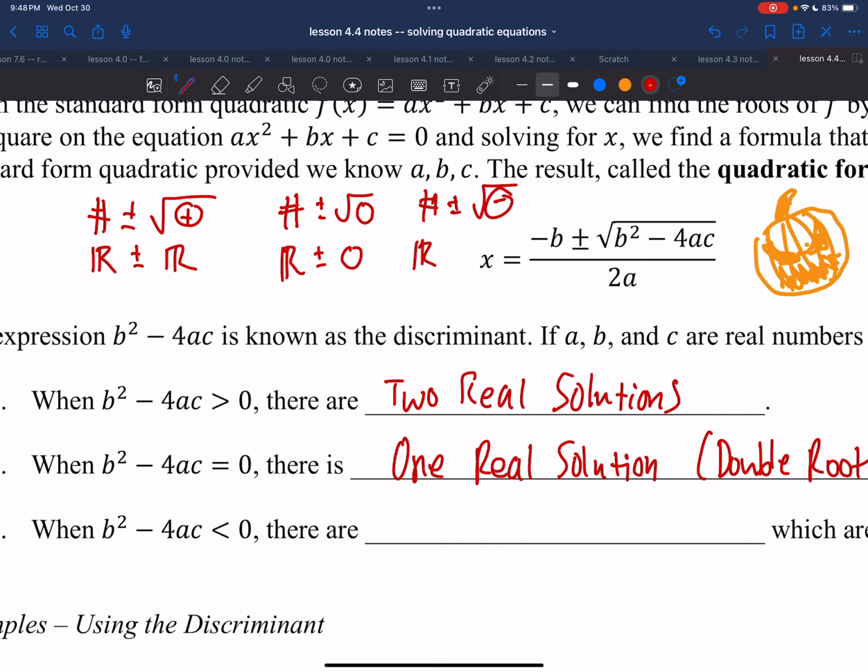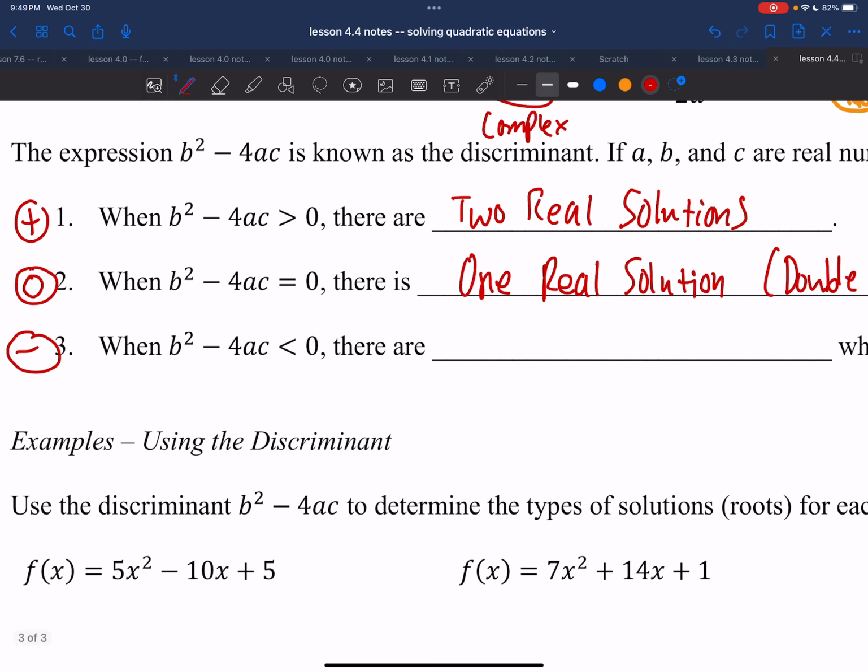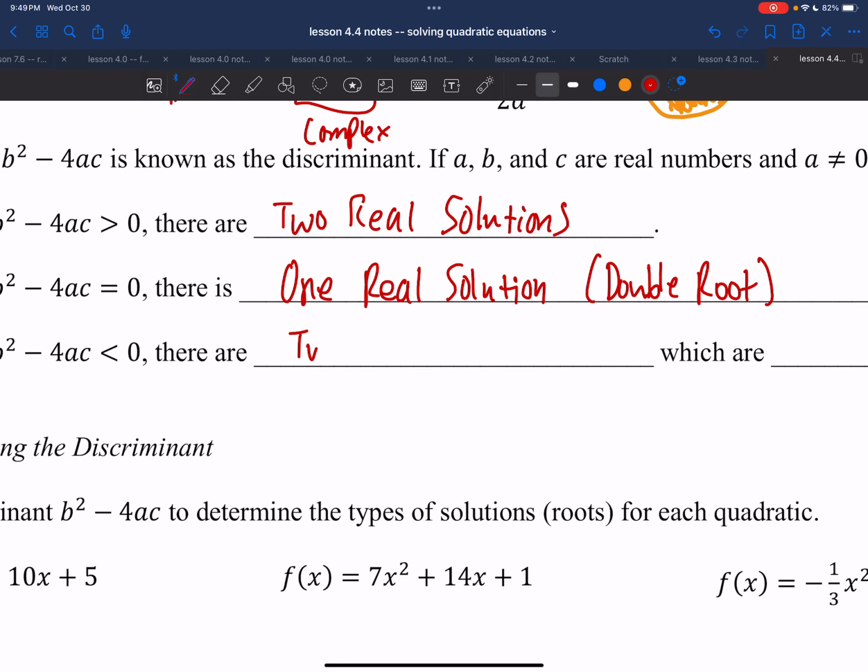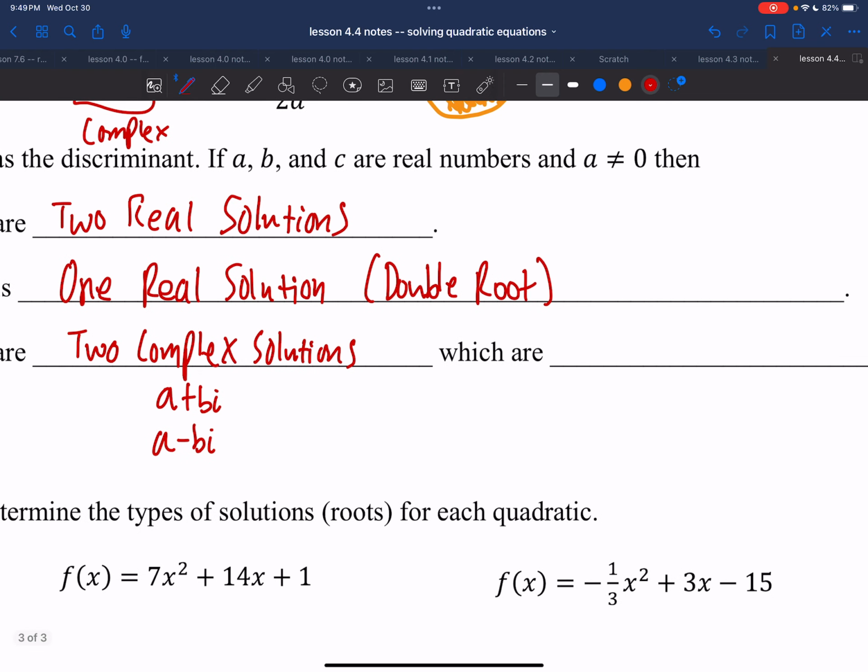Okay. Lastly is if you have a number plus or minus the square root of a negative. Well, that means it's a real number plus or minus an imaginary number, and that is what we mean by a complex number, right? A complex number is real with imaginary. So if the discriminant is negative, you can say that there's two complex solutions, okay? And so when we say complex solutions, complex numbers, we're referring to a plus bi and a minus bi. And those two solutions, a plus bi, a minus bi, are called conjugates of each other, right?